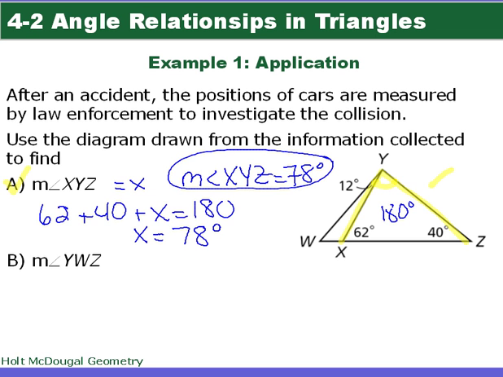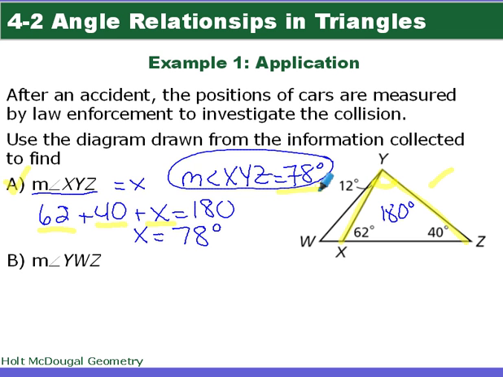Okay, in solving this, let's set the measure of this angle equal to x, and that's going to eliminate all the variables and other letters there. So we know one angle is 62, plus the measure of the other angle, plus the measure of the angle we're trying to find, must be 180 degrees. Solving for x, we get the measure of angle XYZ equals 78 degrees.